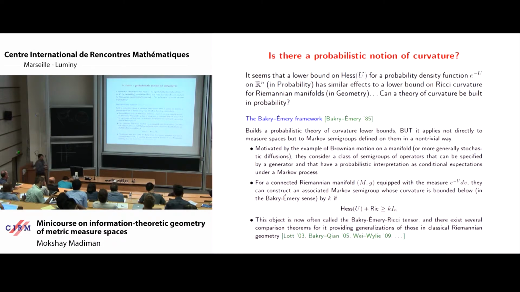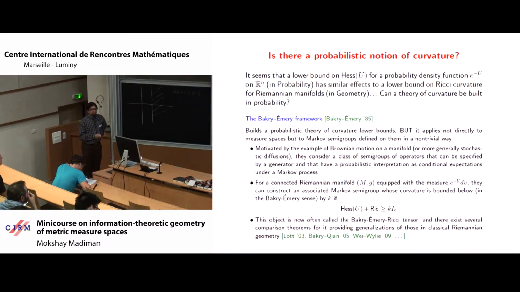So is it possible to build a theory of curvature in probability theory? So this was first done by Bakry and Émery. They built such a probabilistic theory of curvature lower bounds, but the theory is quite demanding, and I'm not going to describe it in any detail here. But it applies not directly to measured spaces, but to Markov semigroups defined on them.